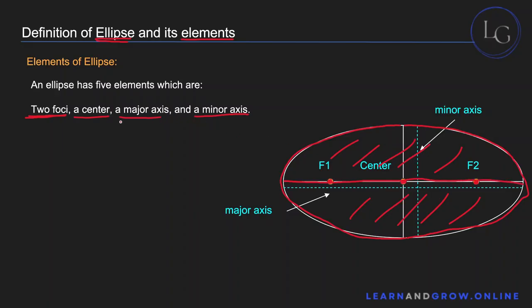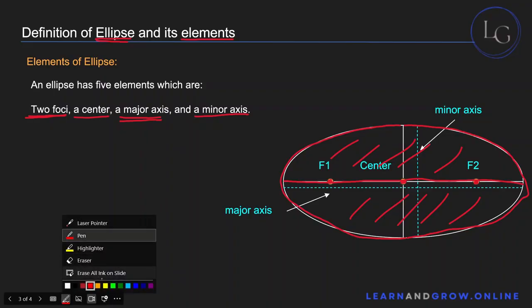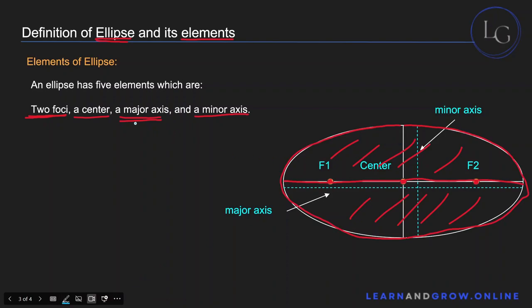This is called the major axis, and the axis that divides it, well, let me just change color to explain it better. Okay, the axis that divides it into this half and this half, this axis is called the minor axis. And yeah, that's really all you need to know about ellipse.